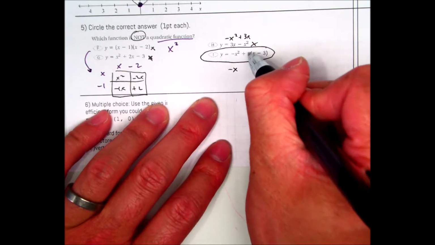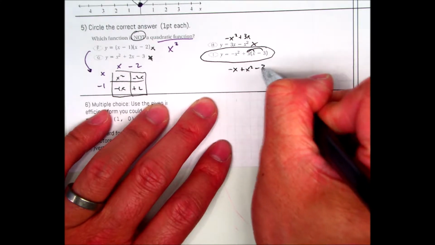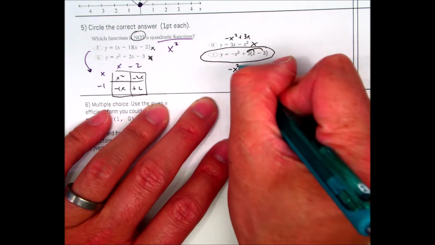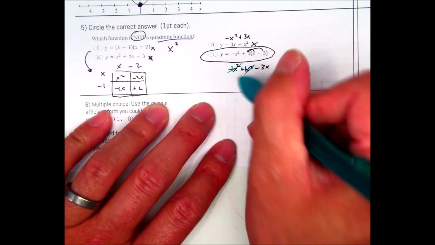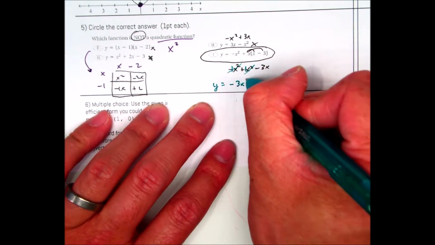If you distribute this x here, you'll get x squared minus 3x. And then these two terms here cancel. They equal 0 because it's a positive 1 and then a negative 1. And you're just left with y equals negative 3x. And this one is to the first power. This is actually linear.